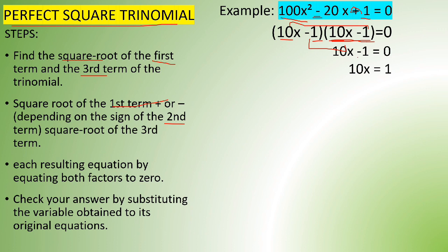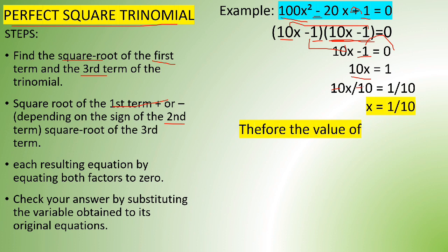And then, isolate x, ililipat natin si negative 1 sa kabila. So, 10x is equal to si negative 1, ilipat natin sa kabila ng equal sign, magiging positive 1. And then, divide both sides by 10 para makuha natin ang value ng x. Okay? Then, 10x divided by 10, cancel na si 10 and 10. Then, x now is equal to 1 over 10. Therefore, the value of x is 1 all over 10.